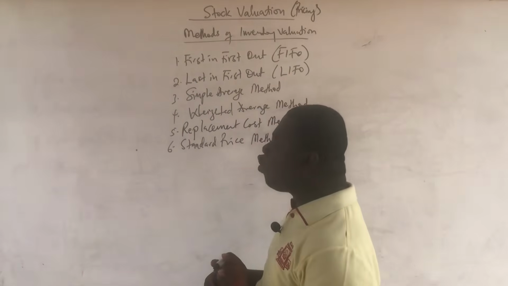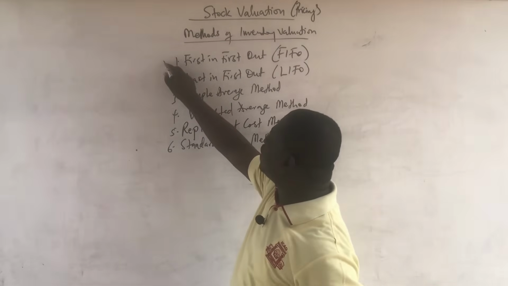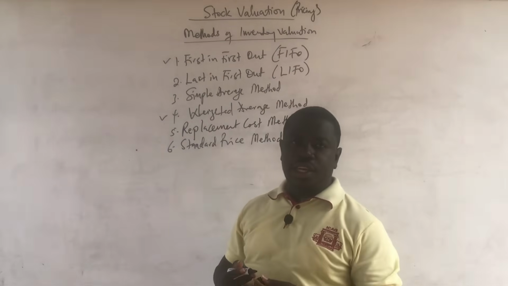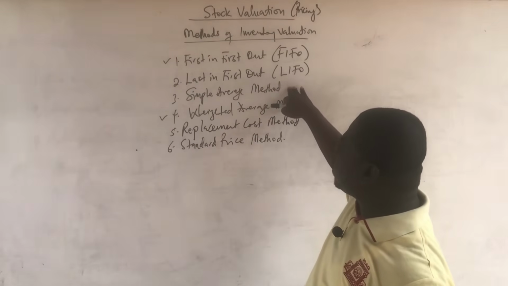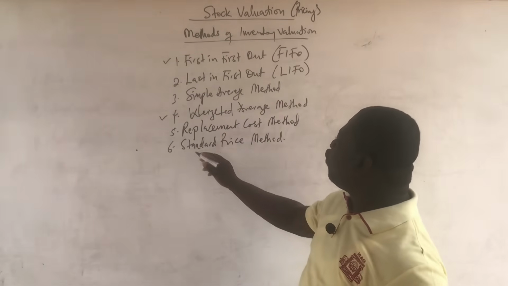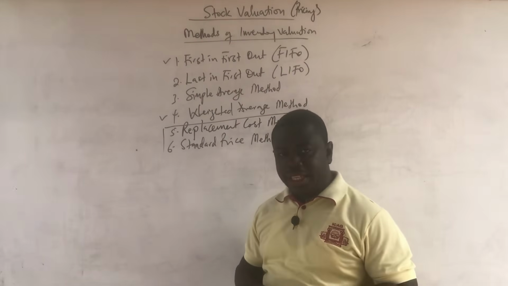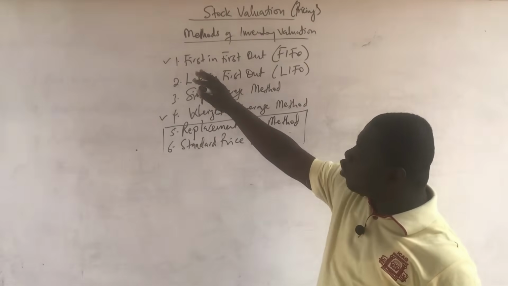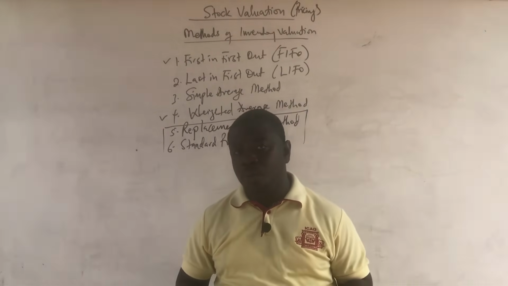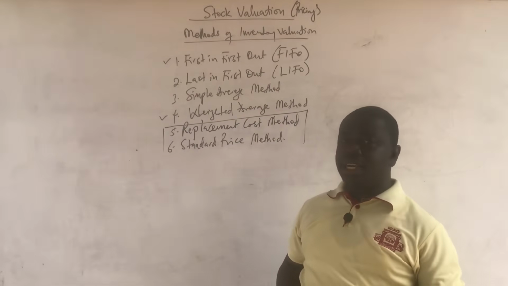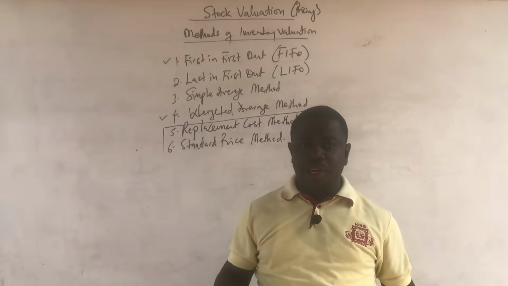Now, my focus with this lesson is basically on two: the first in, first out and the weighted average. That is what I'm going to do with you now. Because with the last in, first out and the simple average, there are extra considerations. Well, we'll talk about them later maybe. But for now, I want to focus on the first one and the fourth one. The last in, first out is really not applicable in a business sense, especially when you are dealing with perishable goods, it will be a problem.